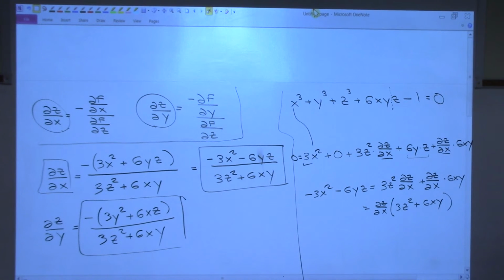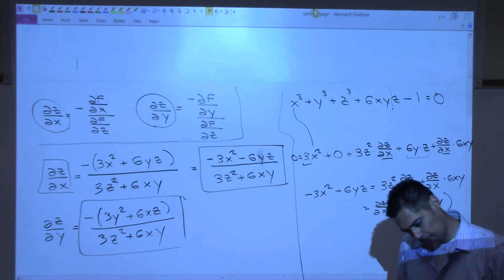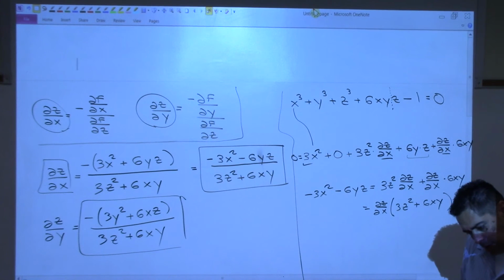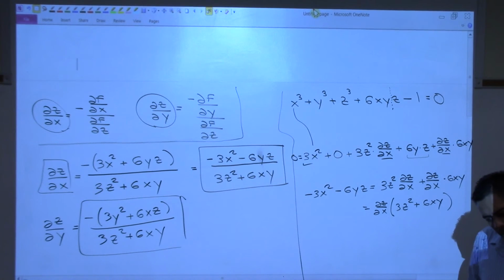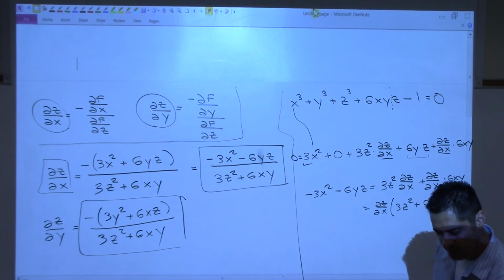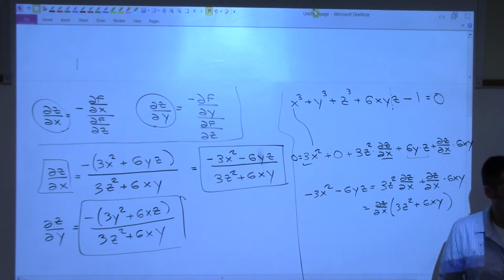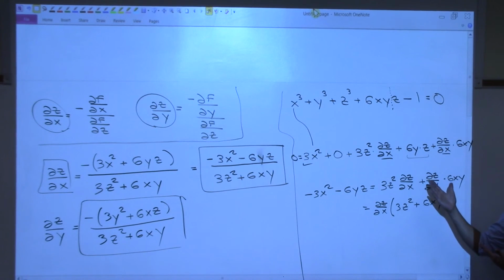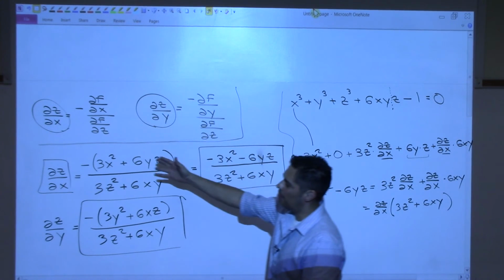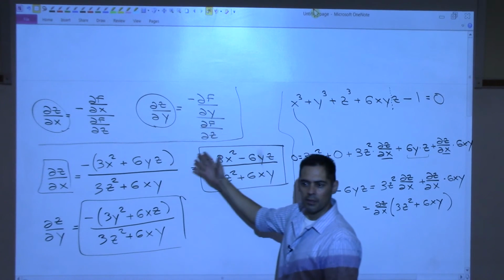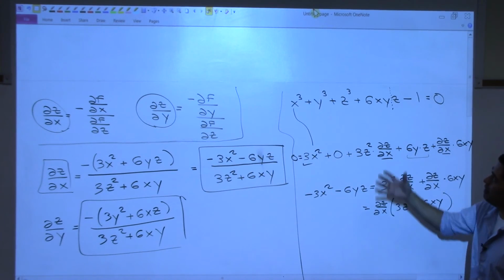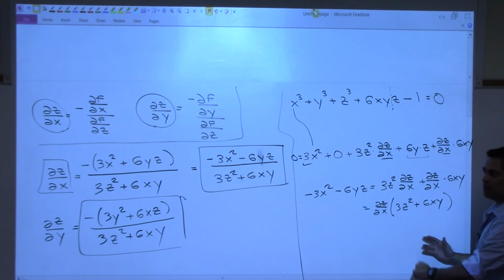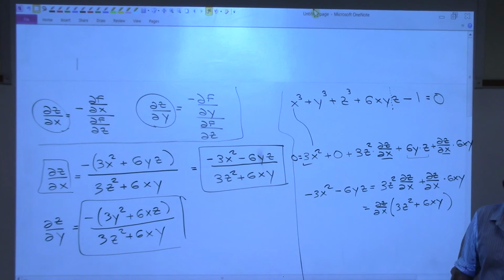So if you look at number 4, find partial z with respect to x, right? Looks a lot like this, right? Partial z with respect to x. So you can do that the hard way, or you can do it the easy way. Or you can do it both ways just to practice. All right?